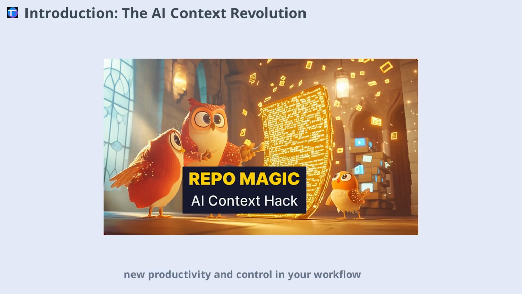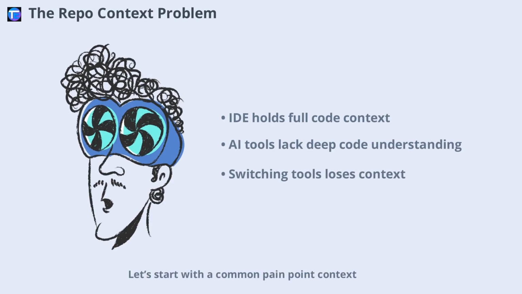Let's explore how you can unlock new productivity and control in your workflow. Let's start with a common pain point: context. When working with AI tools, developers often find that only their IDE has the full picture of their codebase. But when you switch to AI assistants like ChatGPT, Claude, or Gemini, you lose that context. This disconnect can lead to misunderstandings, wasted time, and less effective AI support. The challenge is clear. How can you give your AI tools the same deep understanding of your code that you have in your IDE? This is the problem that inspired a new approach to context management.